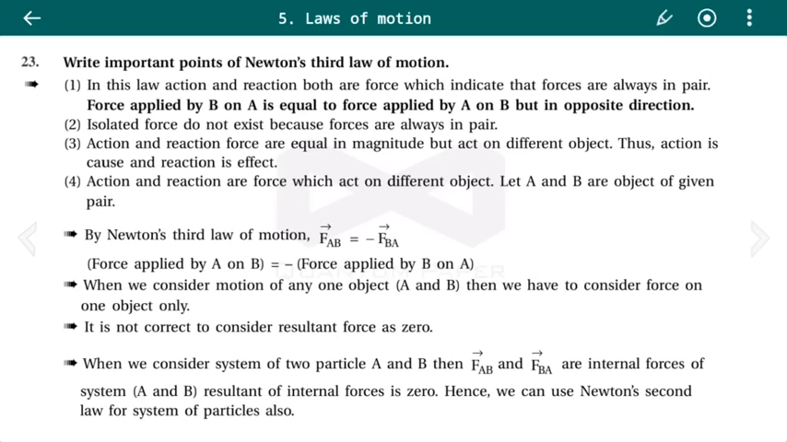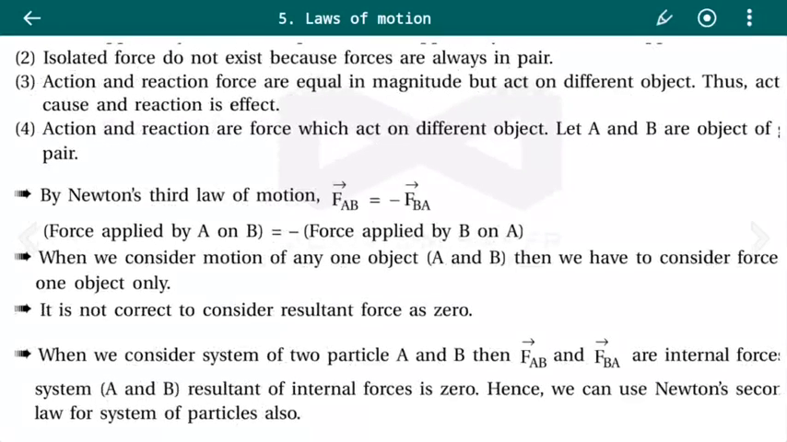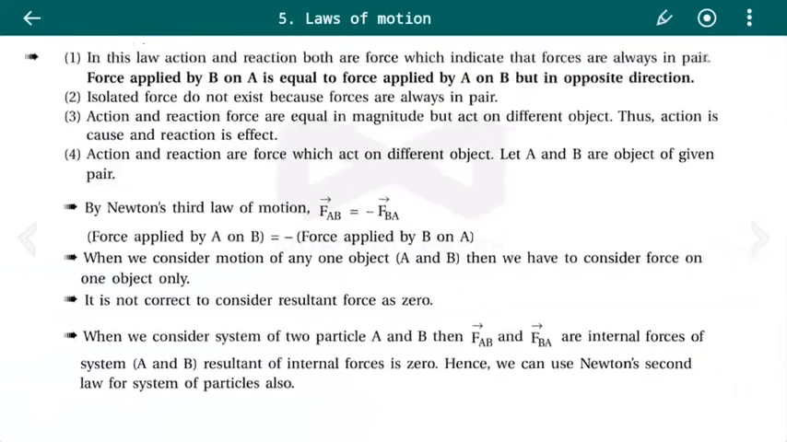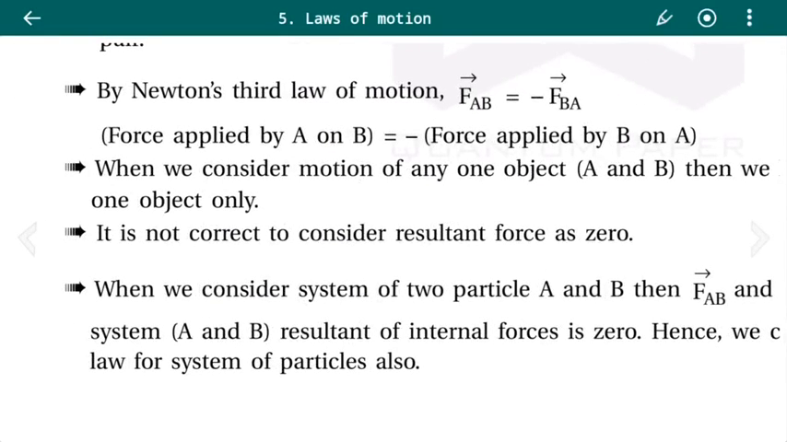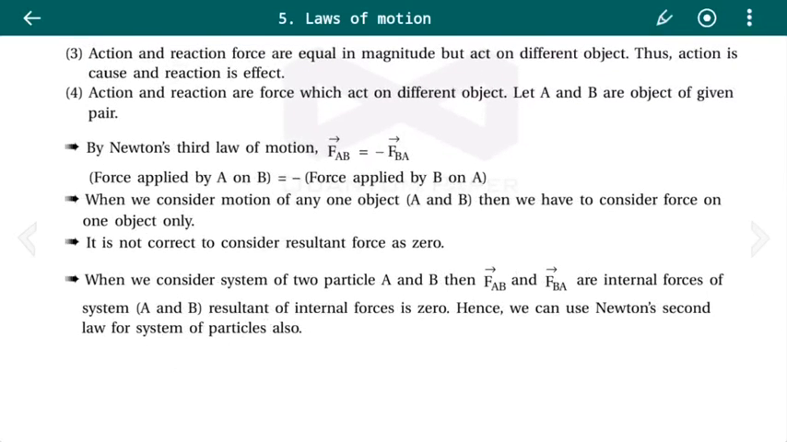Fourth, action and reaction are forces which act on different objects. Let A and B be objects of a given pair. Then by Newton's third law of motion we can write F_AB equals minus F_BA. That means force applied on A due to B is equal to minus force applied on B due to A. When we consider the motion of any one object, A or B, then we have to consider the force on that one object only. It is not correct to consider the resultant force as 0.